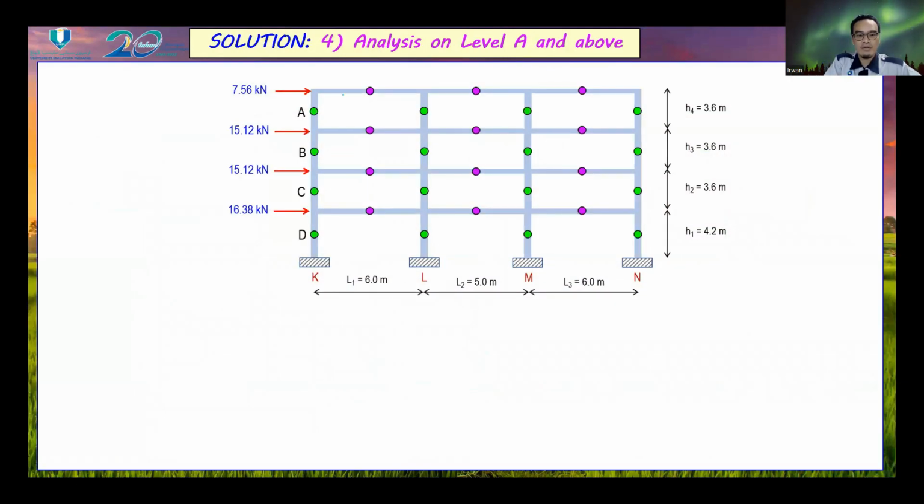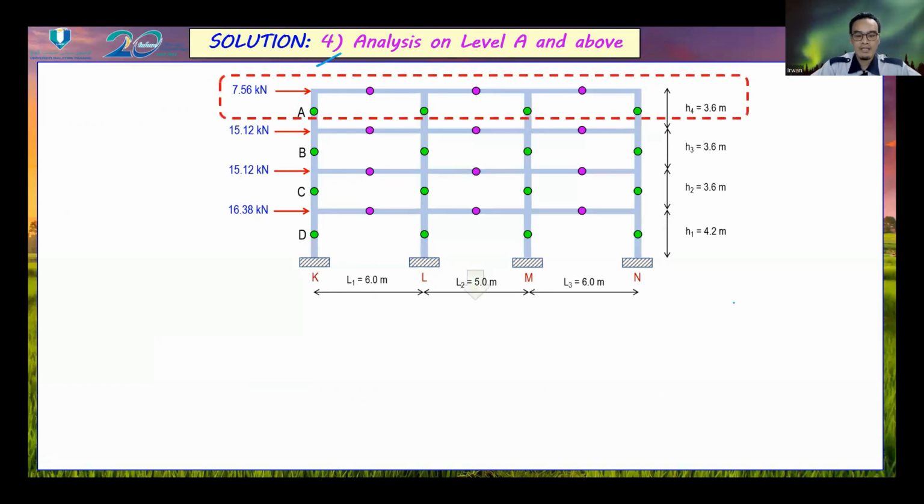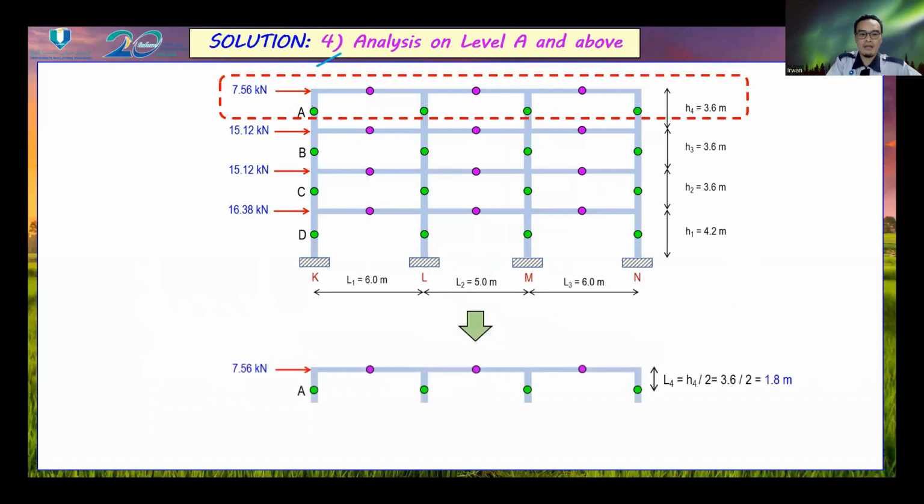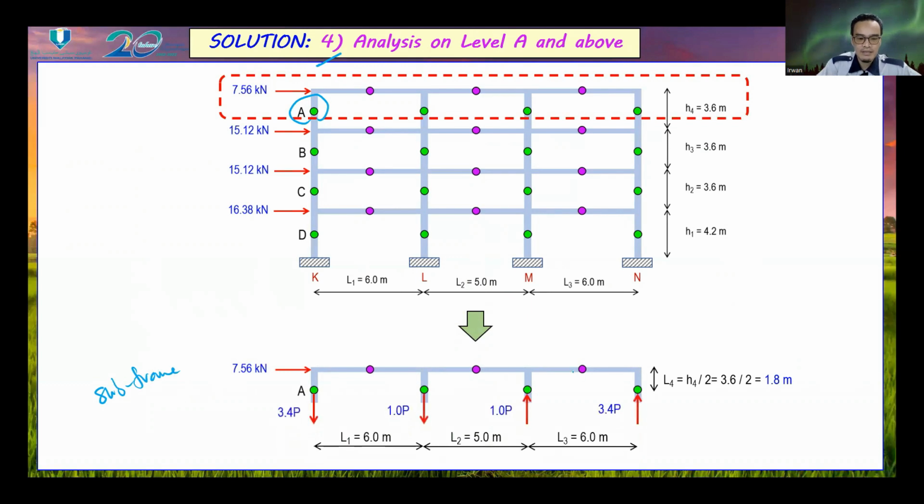Next is the analysis on level A and above, which is step number 4. So this is our frame, and we just focus on level A. This is level A and above, so this is our subframe. Next, we have to consider the axial load on the columns. This is 3.4 P, and then at the middle is 1.0 P.